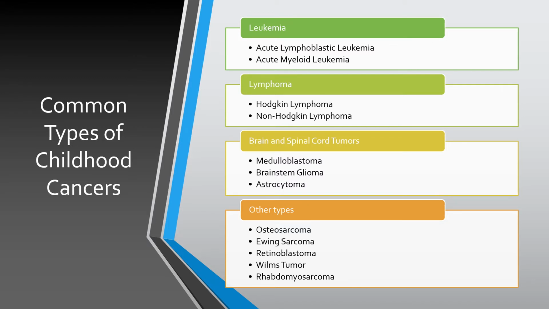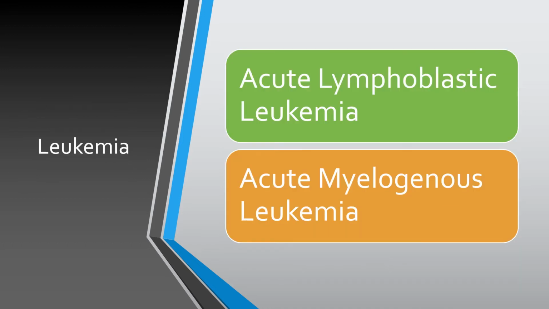So common types of childhood cancers: leukemias, ALL is more common than AML. Lymphomas, you have your Hodgkin and your non-Hodgkin. Brain and spinal cord tumors are listed there. And then some other types of tumors that may be familiar for you are your osteosarcomas, Ewing sarcoma, retinoblastoma, Wilms tumor, and rhabdomyosarcoma.